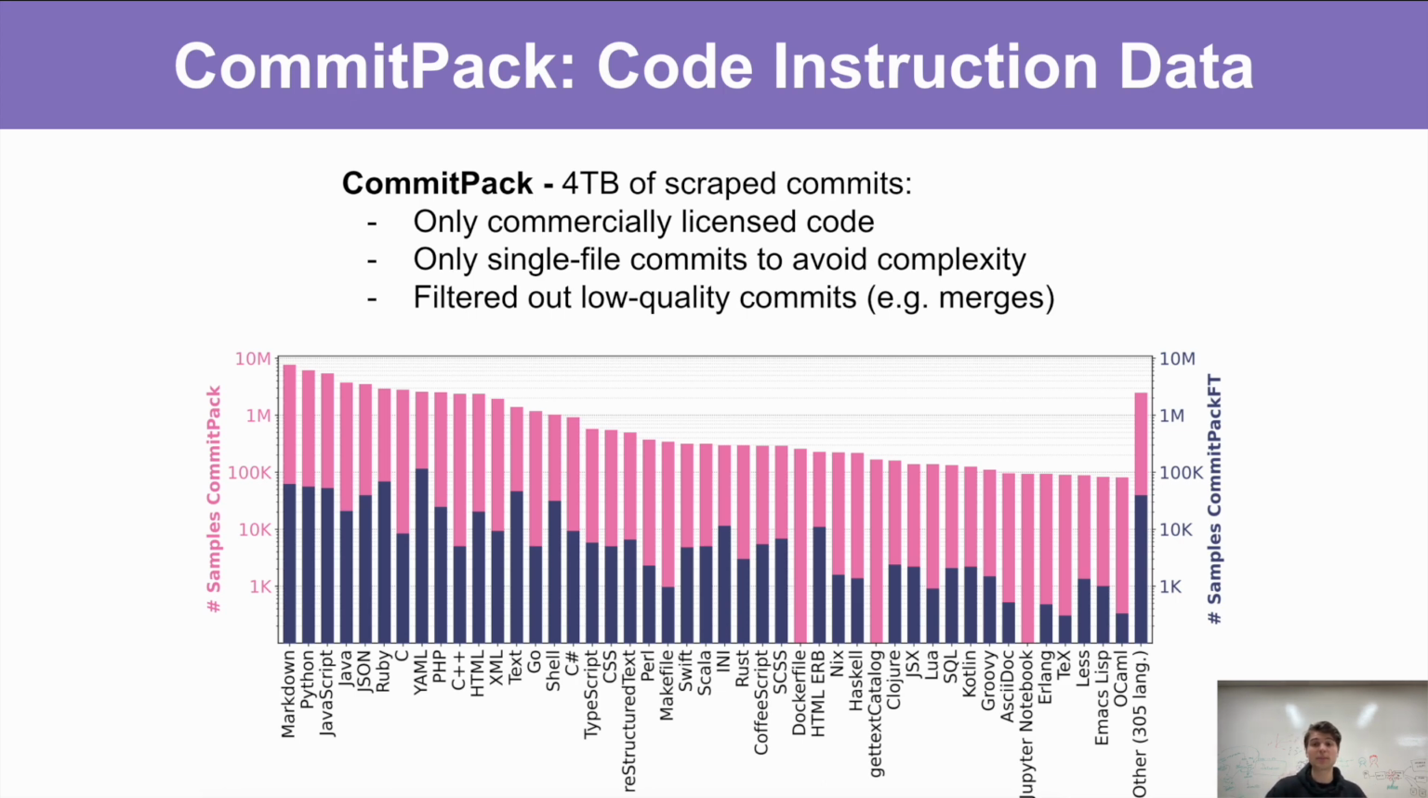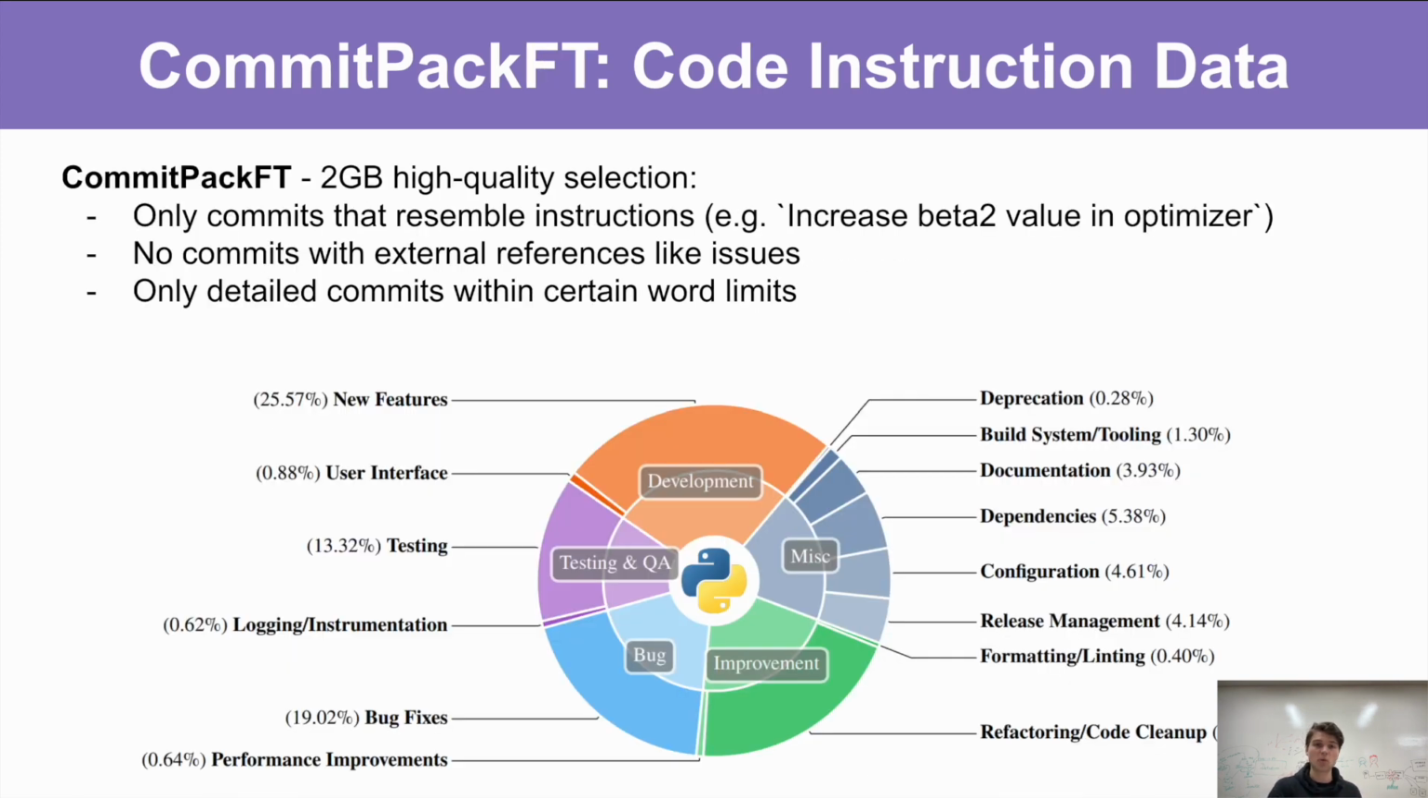And we also create CommitPackFT, which is a 2 GB high quality selection of CommitPack. It only contains commits that really resemble instructions, such as increase something, do something, this and that. And all of the commits in there do not have any external references to make sure that it is self-contained. It also only contains commits that have messages which are very detailed by specifying certain word limits. And this also ensures that it is higher quality and more specific and more useful for instruction tuning. Below is a plot of the task distribution of CommitPackFT according to GPT-4.